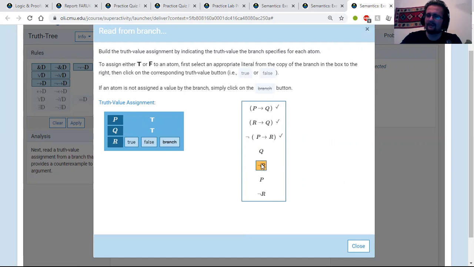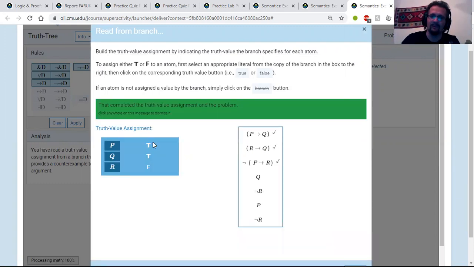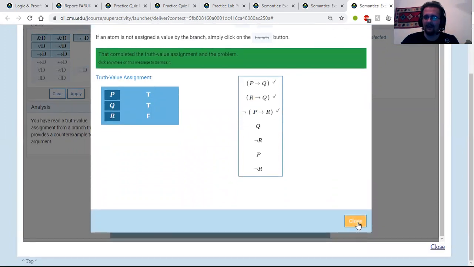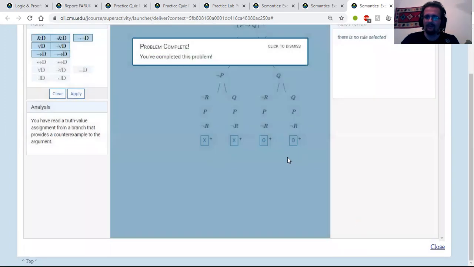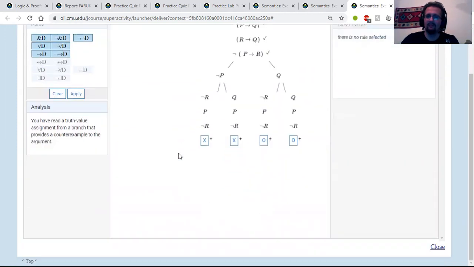Okay, well, so why isn't everything true? Well, because some of the things are a little screwy, right? You see this not R. So if not R is true, then R must have been false, right? So R is false, and then the negation makes it true, and that's what will make this counterexample work. Ta-da, there we go. Now we're done. So we hit the close button, and that is the complete version of this problem.